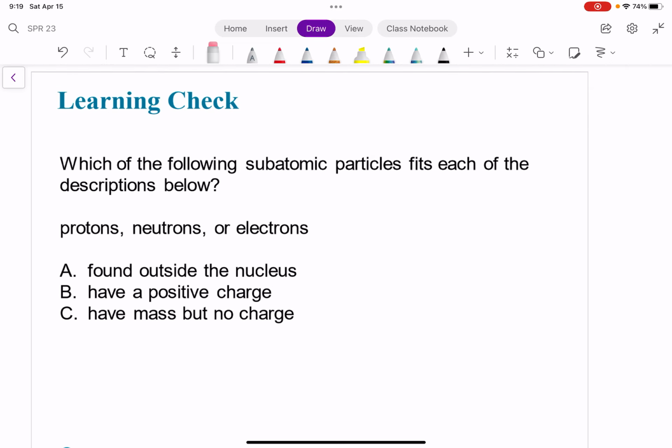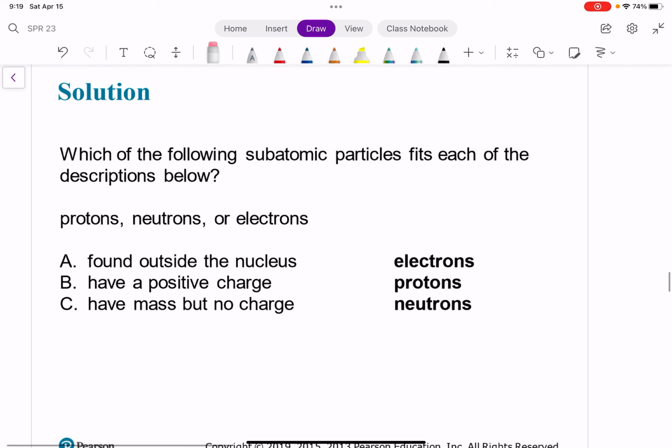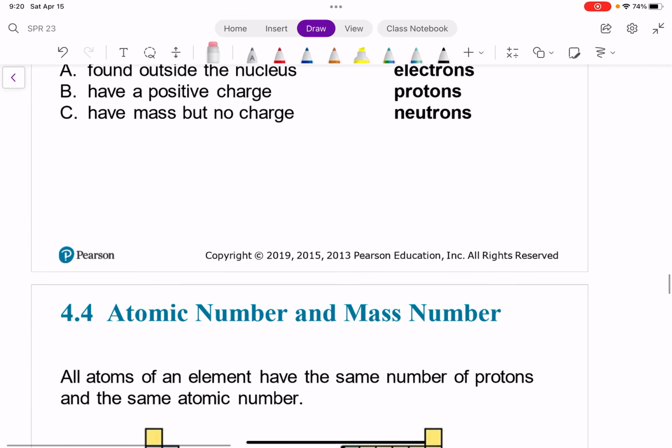Okay, learning check. Which of the following subatomic particles fits each of the descriptions below? Pause the video, try it out. All right, so A, found outside the nucleus: protons, neutrons, or electrons? Electrons. The nucleus is made of protons and neutrons, and the electrons live outside of that. B, have a positive charge. Remember, positive, proton. And C, have mass but no charge. Remember, we said neutrons and protons contribute to the mass of an atom, and neutrons have no charge.